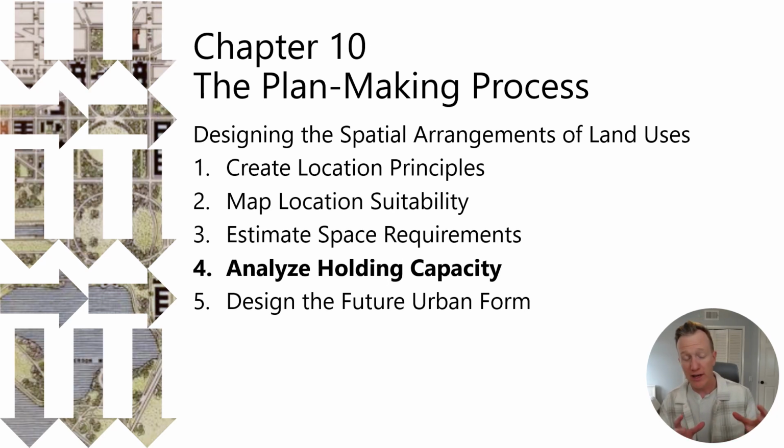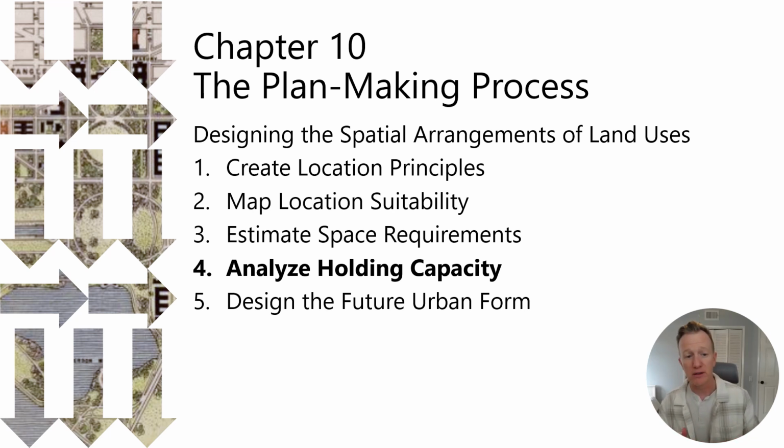So in step 4, you've taken your location principles for each land use. You've mapped out anything that needs to be mapped out, like floodplains or buffers from light rail stations. Then you've estimated your space requirements, and now you're going to analyze the holding capacity. You're going to do this for agricultural lands, for all vacant land, for underdeveloped land. First, calculate the number of acres. How many acres of single-family zoned areas do I have? How many acres of industrial space do I have? You're going to calculate the number of acres for each of those things and figure out how many employees or how many people you can fit in there.